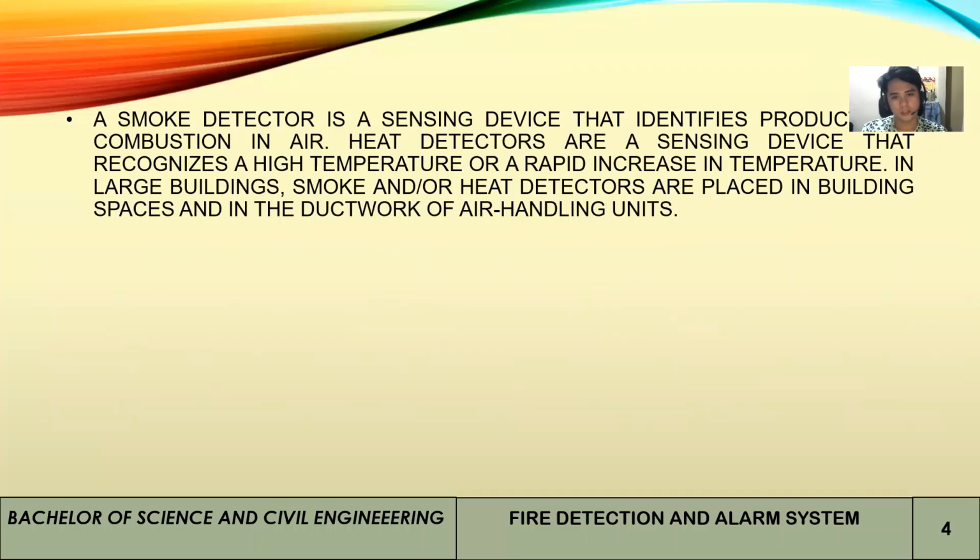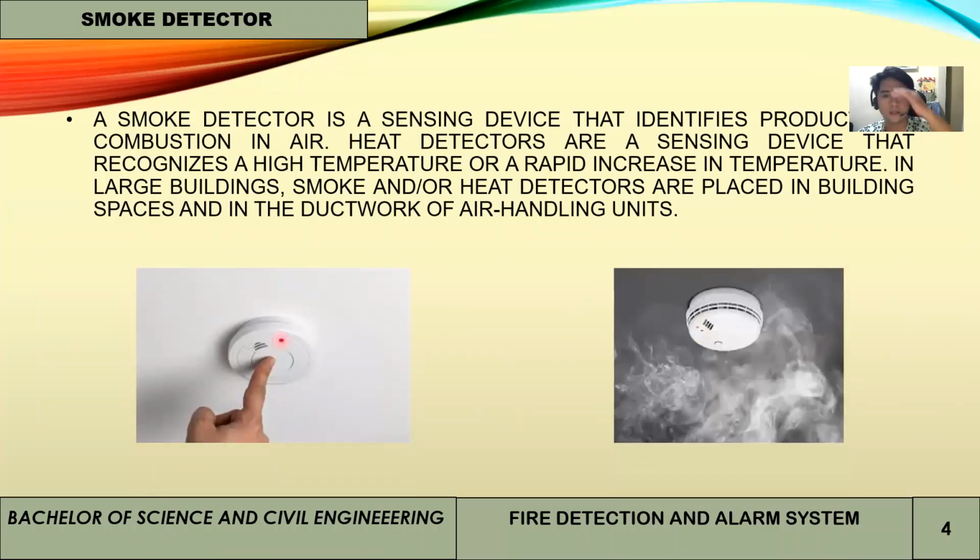A smoke detector is a sensing device that identifies products of combustion in air. Heat detectors are sensing devices that recognize a high temperature or rapid increase in temperature in large buildings. Smoke and or heat detectors are placed in buildings, spaces, and the ductwork and of air handling units.